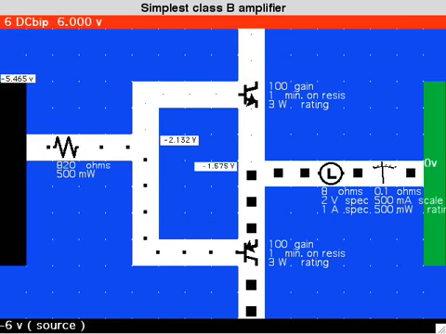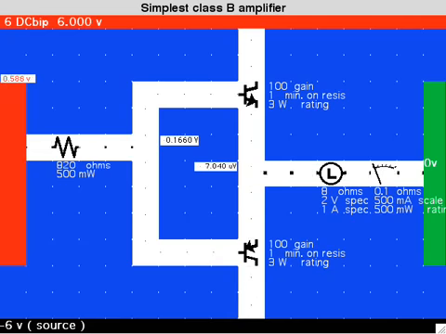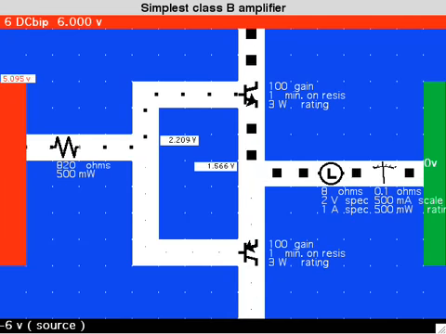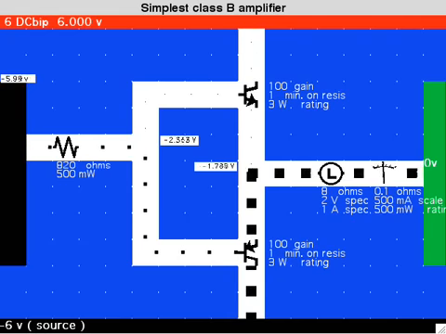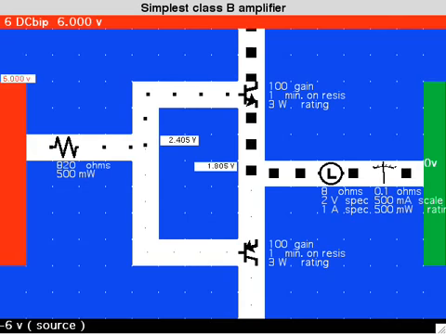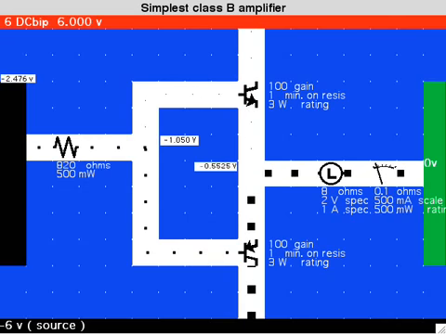Here the NPN transistor is on the top. The PNP transistor is at the bottom. The input signal itself is the bias current through the transistors.